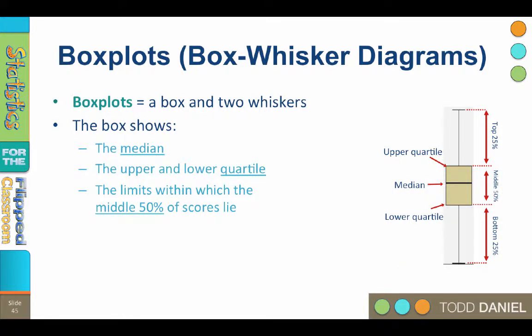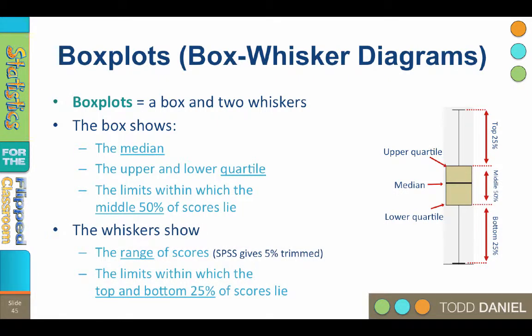The box shows the median, the upper quartile, the lower quartile, and the limits within which the middle 50% of scores lie, also known as the interquartile range. The whiskers show the range of scores, the top 25% of the scores, and the bottom 25% of scores. In SPSS, the box plot is also an excellent way for us to see outliers.